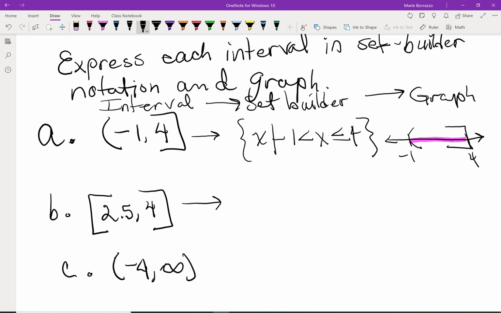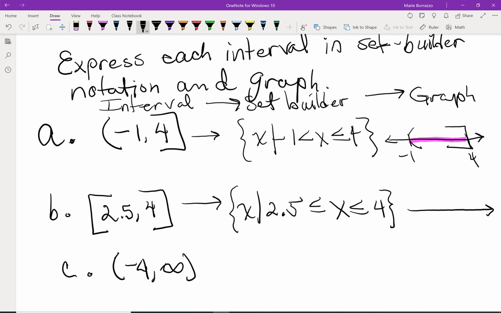For the next one, we have set builder notation, where x is a value in the set of values where x is greater than or equal to 2.5, but less than or equal to 4. So again, here's our graph. We have 2.5 as our extreme and 4. In this case, both are inclusive, so both are brackets, and you're highlighting within.